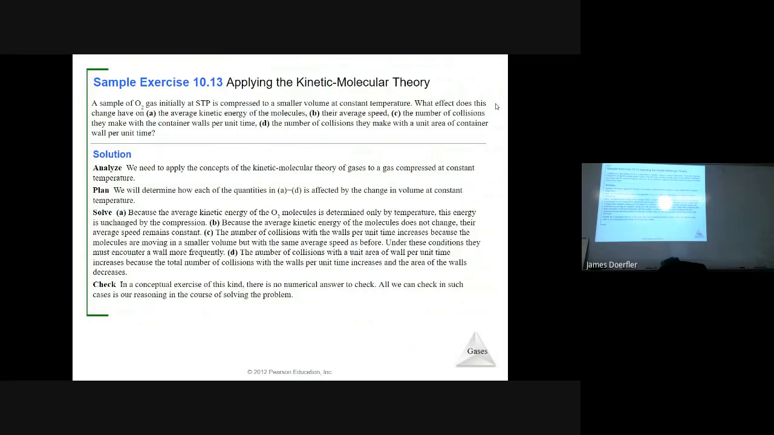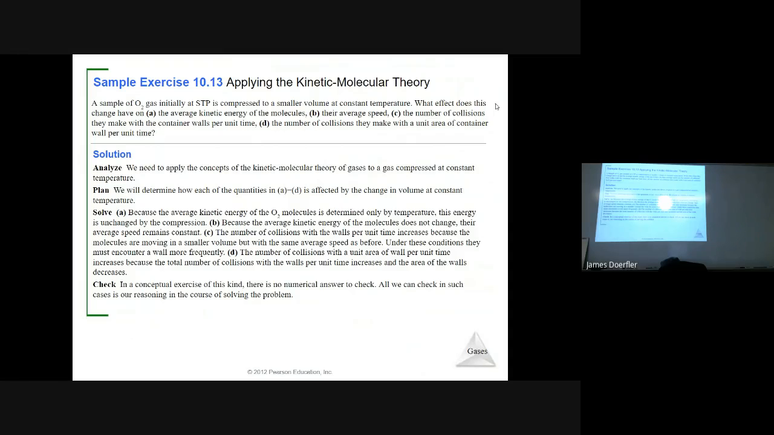It's at STP, or standard temperature and pressure, initially. We take that O2 gas and then compress it to a smaller volume at constant temperature. There's a key few words right there. We need to figure out what effect the compression of this gas at constant temperature has on the average kinetic energy of the molecules. So do you think that by compressing it while maintaining constant temperature, it'll have any effect? And if so, what effect do you think?